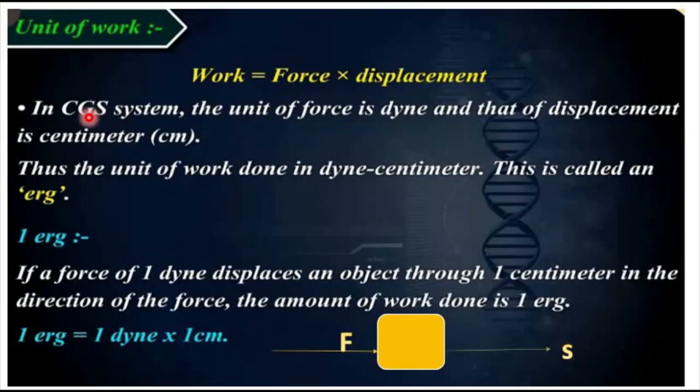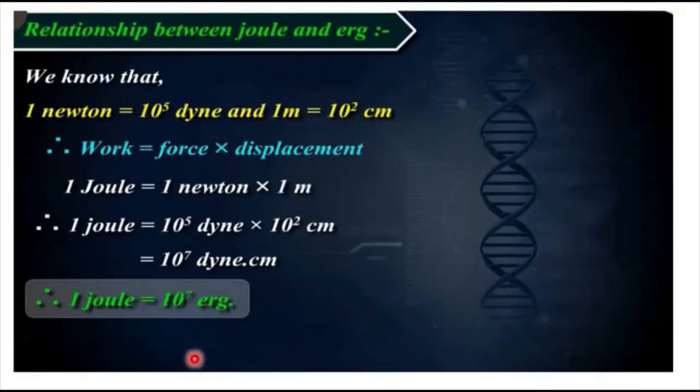Now, the unit of work in the CGS system. In the CGS system, the unit of force is dyne and that of displacement is centimeter. Thus, the unit of work done is dyne centimeter. This is called an erg. Definition of 1 erg: if a force of 1 dyne displaces an object through 1 centimeter in the direction of the force, the amount of work done is 1 erg. Hence, 1 erg is equal to 1 dyne into 1 centimeter.